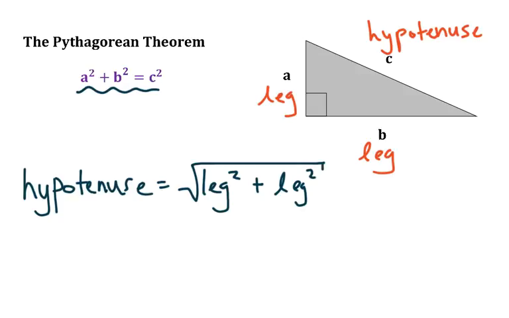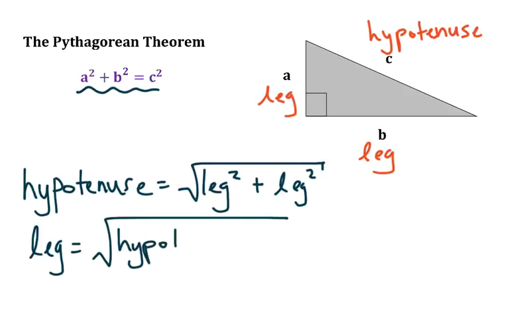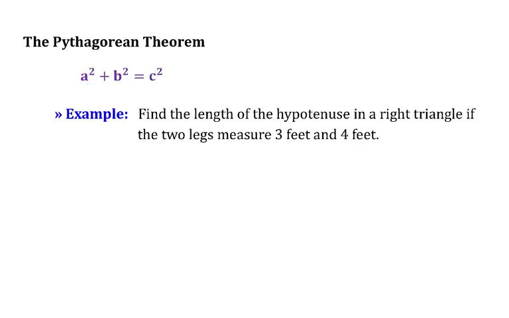That's one way you could write it. If, let's say, we knew one leg and the hypotenuse and we were looking for the other leg, we could say that leg is equal to the square root of hypotenuse squared minus leg squared. So a lot of times in an arithmetic kind of class, you see it written these 2 ways, and then as you move on, you get real comfortable just working with it in the a squared plus b squared equals c squared form. So we'll just try one example.